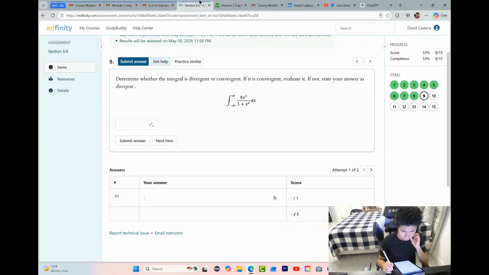Let's see. So what do we do? What is the derivative of that? We have a quotient of two functions. Well, I think integration by parts would be good. Oh, sorry, tangent, right? Arctangent. You can take out an 8.